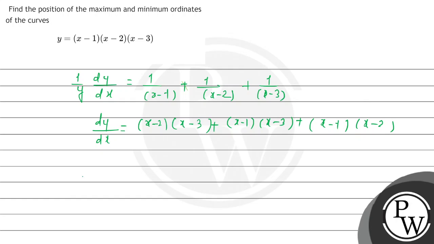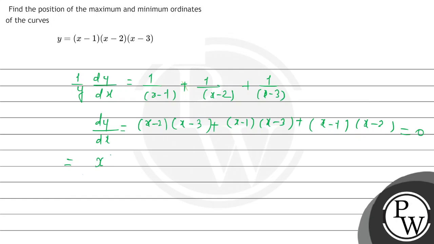Now, in this case we take the critical point, so we equate this equal to 0 in order to find the critical point. Now we'll just do the multiplication here.